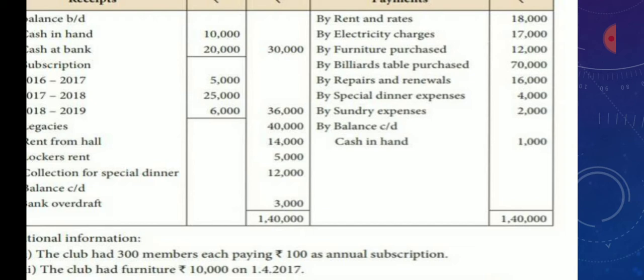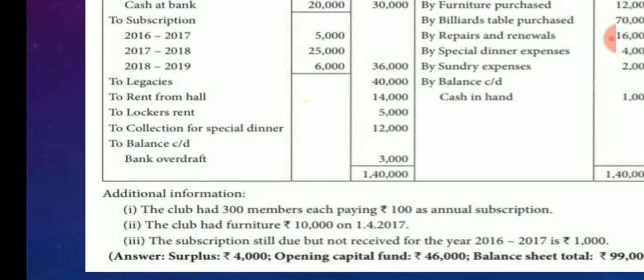By repairs and renewals 16,000. By special dinner expenses 4,000. By sundry expenses 2,000. By closing cash in hand 1,000. Additional information: the club had 300 members each paying rupees 100 as annual subscription.